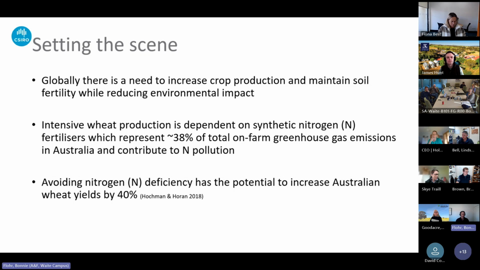So to set the scene, globally there's a need to increase crop production and maintain soil fertility while reducing our environmental impact. In Australia, intensive wheat production is increasingly dependent on synthetic nitrogen, which represents about 38% of our total on-farm greenhouse gas emissions. On the one hand, we've got increasing emissions due to an increased demand on synthetic nitrogen, but the yield gap in Australian farming systems, for wheat yields, can be explained by nitrogen deficiency by 40%.